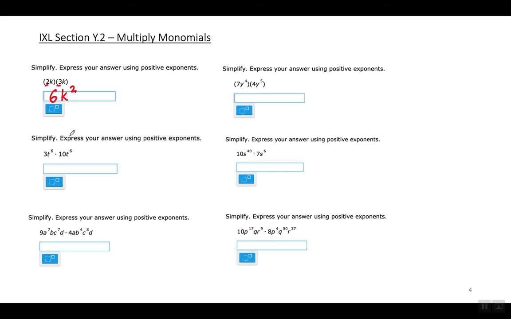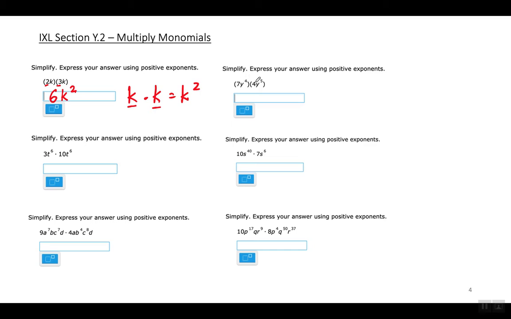Alright, so k times k equals k to the second power. Because when you're multiplying variables, if the base is the same, you just add the exponents. This has an invisible 1 and an invisible 1. So it equals k to the second power. So that's it. That's my answer.